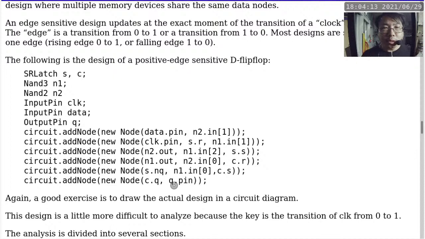Alright, so now the question is, what connects to the inputs of the CSR latch? There are two inputs to the CSR latch. One is S and one is R. So these two nodes connect to the inputs of the CSR latch. We can see how it is coming out of N1 as a NAND gate. N1 is special as a NAND gate because it has 3 input pins. But for now, all we need to know is the output of N1 connects to C.R.